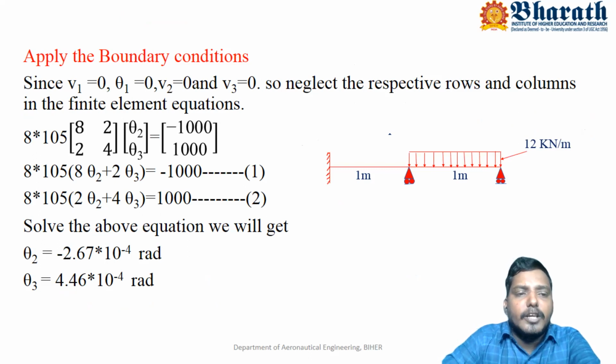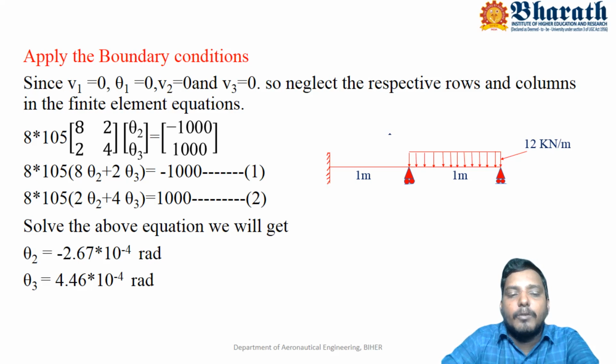Then the finite element equation is modified into 8 into 10 power 5. We remove the respective rows and columns of the essential boundary conditions wherever we apply them. Then 8 to 4 theta 2 into theta 3 is equal to minus 1000. We will get two equations. From the two equations we solve to find the theta 2 and theta 3 values, where theta 2 is equal to minus 2.67 into 10 power minus 4 radians, and theta 3 is equal to 4.46 into 10 power minus 4 radians.